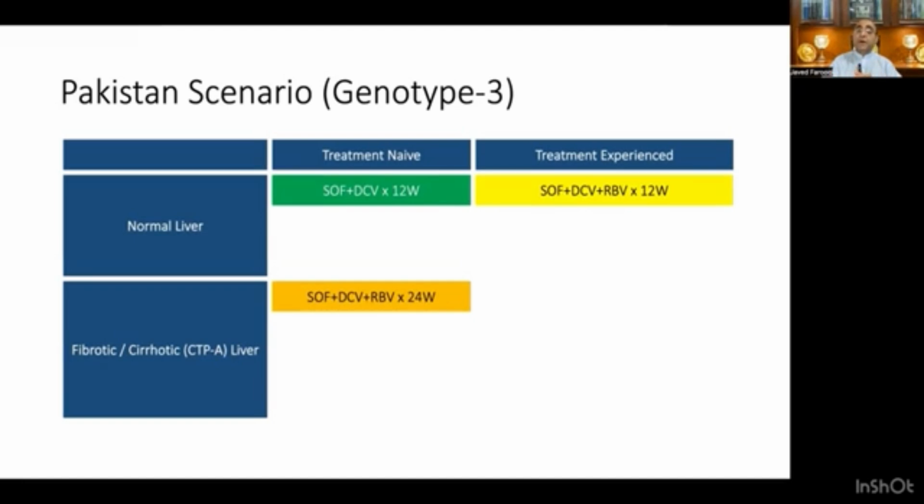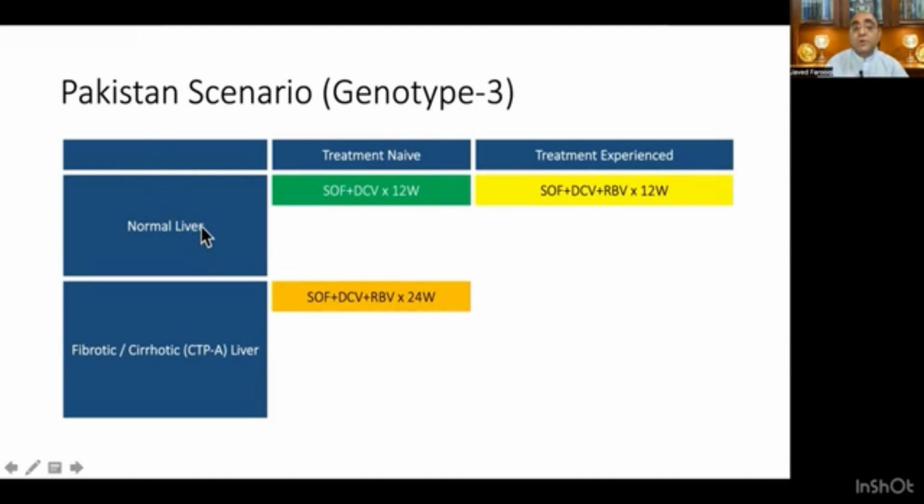So depending upon the previous treatment, what was that treatment, and whether the patient's liver is normal or fibrotic and cirrhotic, we devise the treatment strategy. The commonly used drug is the sofosbuvir-daclatasvir combination. So first I will discuss with you what treatment regime should be given in these patients.